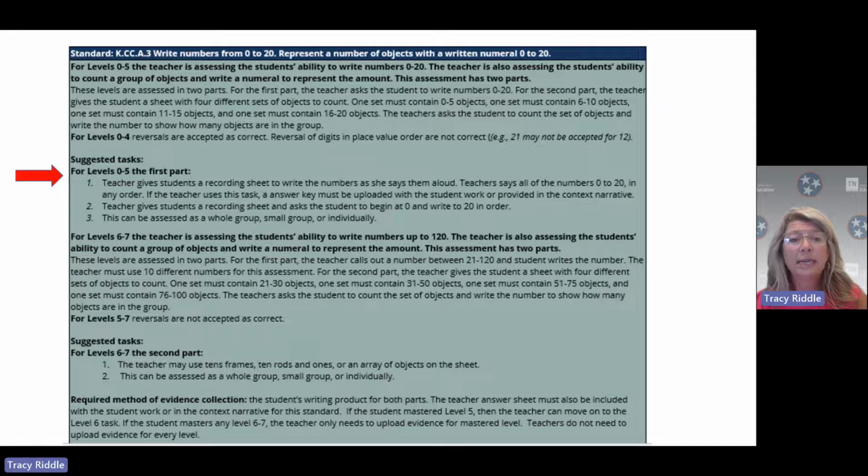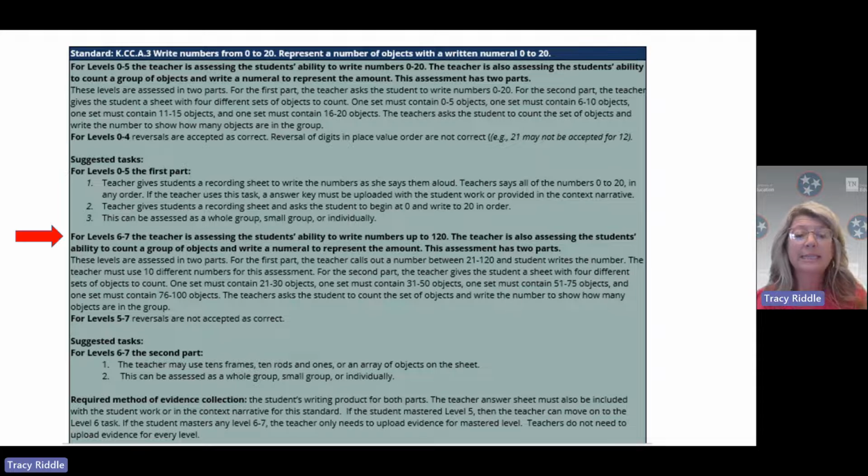For the kindergarten standard, reversals are accepted as correct answers, but reversals of digits in place value order are not correct. So for example, if the answer is 12 and the student writes 21, this would be incorrect. Once the student has mastered this kindergarten standard, both parts, write from 0 to 20 and counting objects and writing the number, then you can move to the first grade standard.